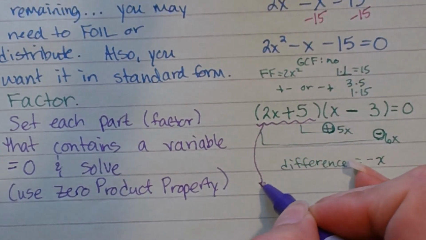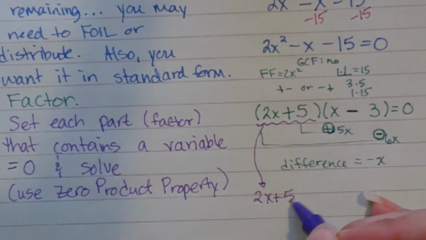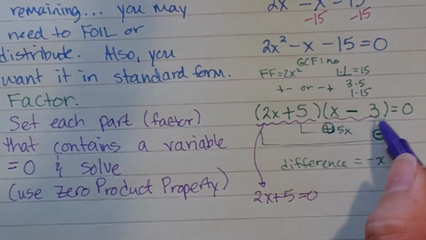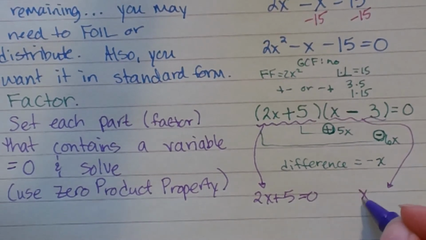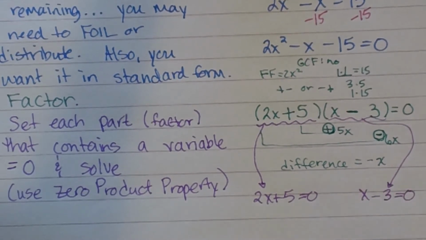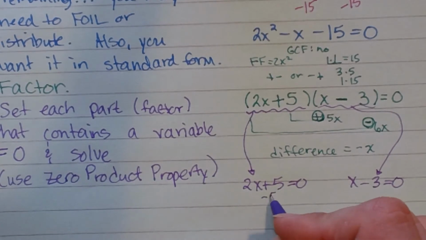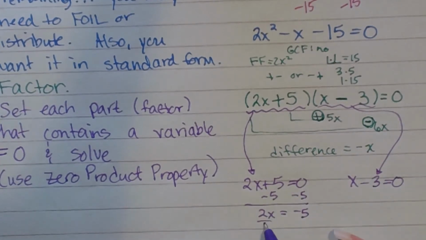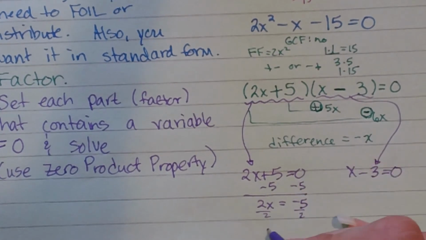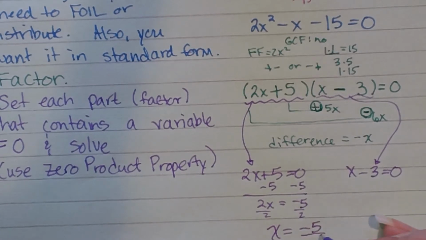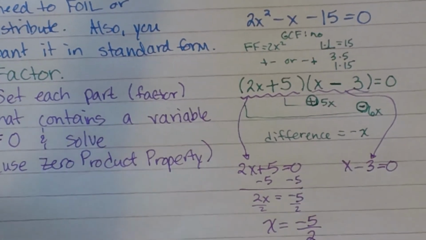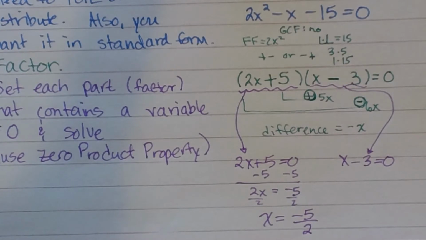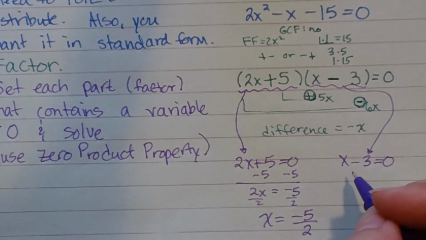So I take 2x plus 5 equals 0, and I take my other parenthesis, x minus 3 equals 0, and I'm going to solve those. So subtract 5 from both sides, gives me 2x equals negative 5, and then divide both sides by 2, I get x equals negative 5 halves. Now, I like that answer just the way it is. It's a fraction. It's nice. I cannot simplify it any further. I'm just going to leave it. x equals negative 5 halves.